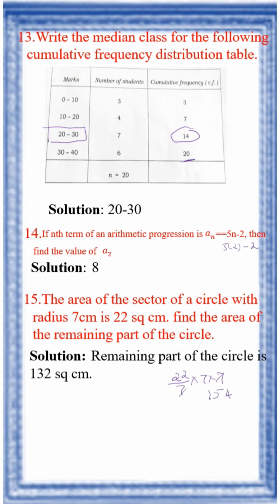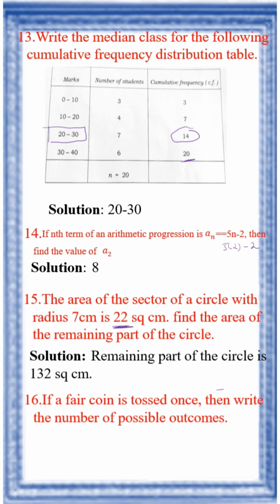154 minus the area of the sector. Here the area of the sector, we can find it, isn't it? How much is it? No, they have given 22. 154 minus 22. What is it? 132 square centimeter.